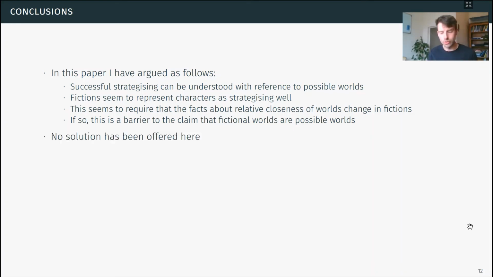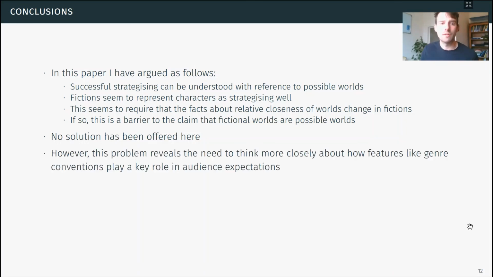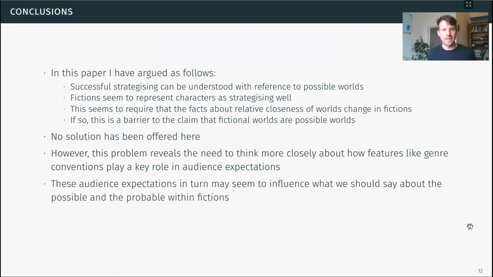So while we haven't offered a solution, one final remark that I would offer is that the problem reveals the need to think more closely about how features like genre conventions may play a key role in audience expectations. Okay, this seems quite clear that it does influence how we think about fiction. But we might think that these audience expectations in turn may well influence what we should say about the possible and the probable within any particular fiction. Genre conventions may play a quite key role in determining what we say about that. Whether that can be reconciled with a possible worlds account of fiction, I think, remains to be seen.